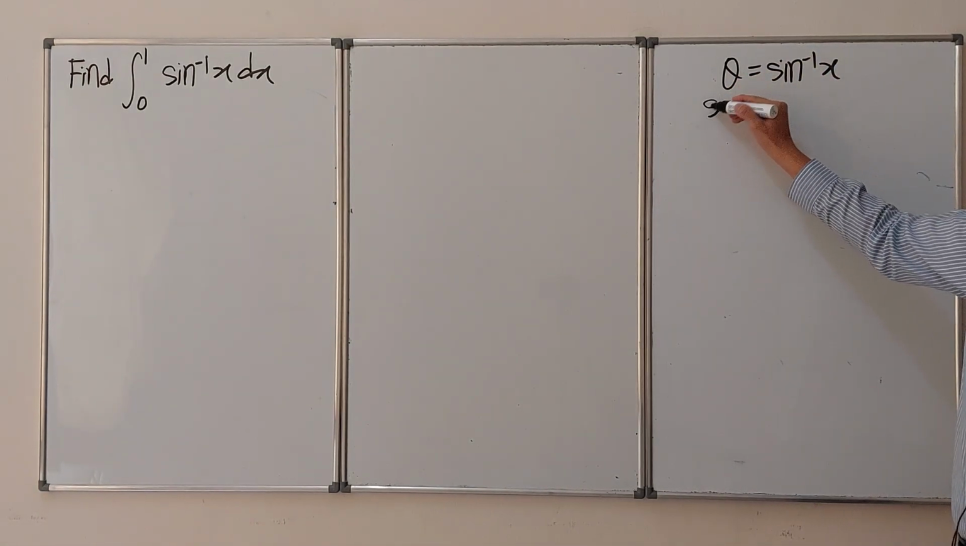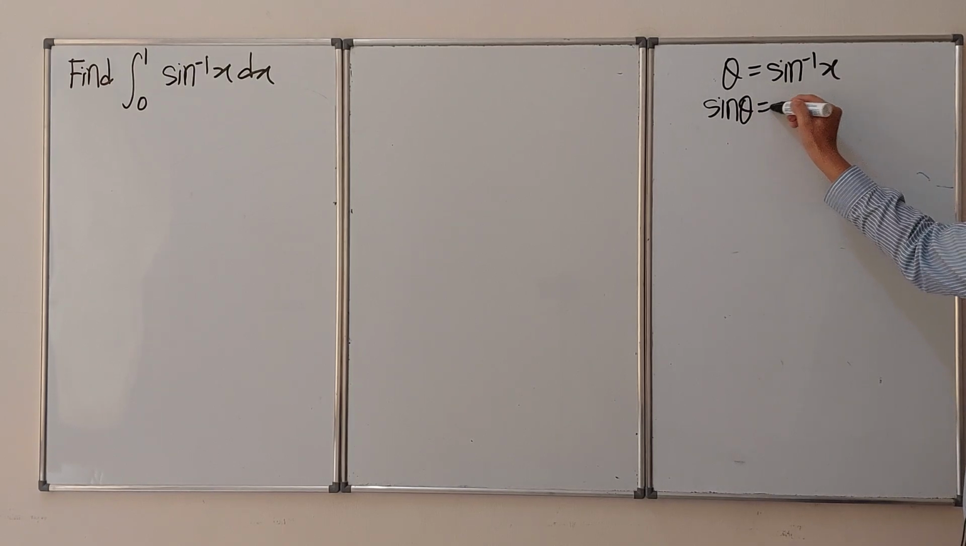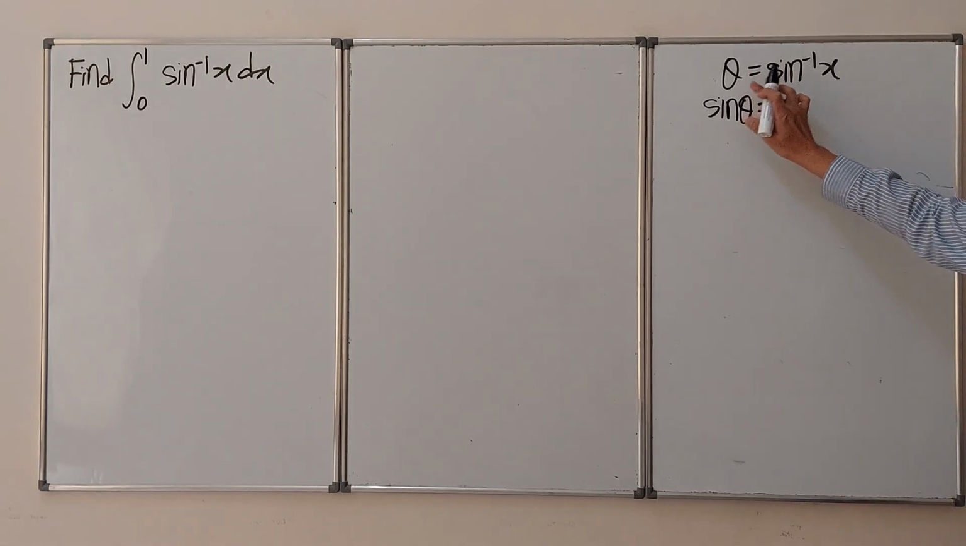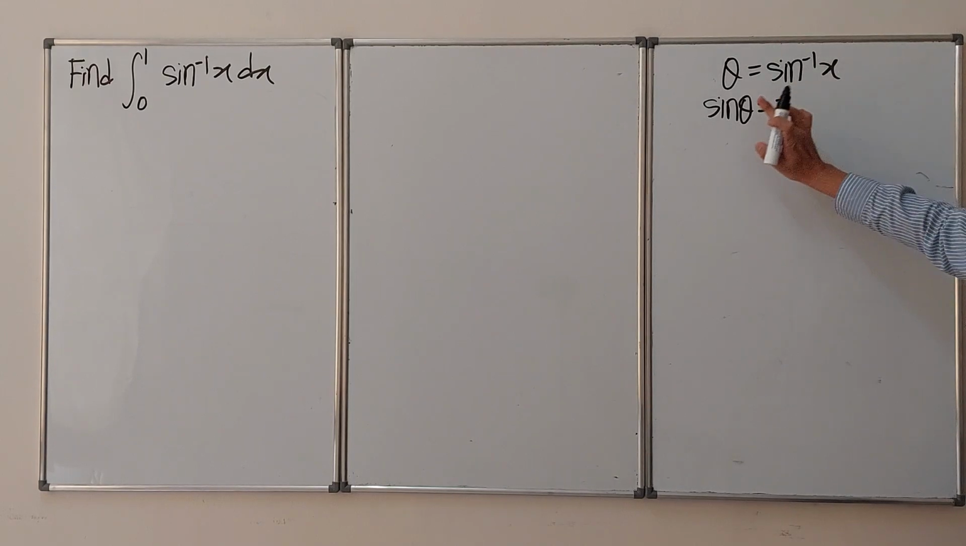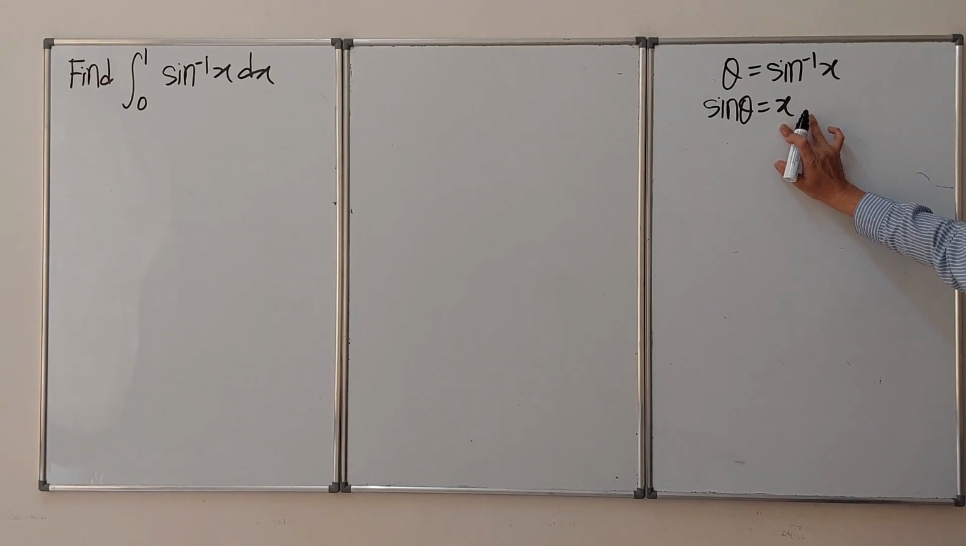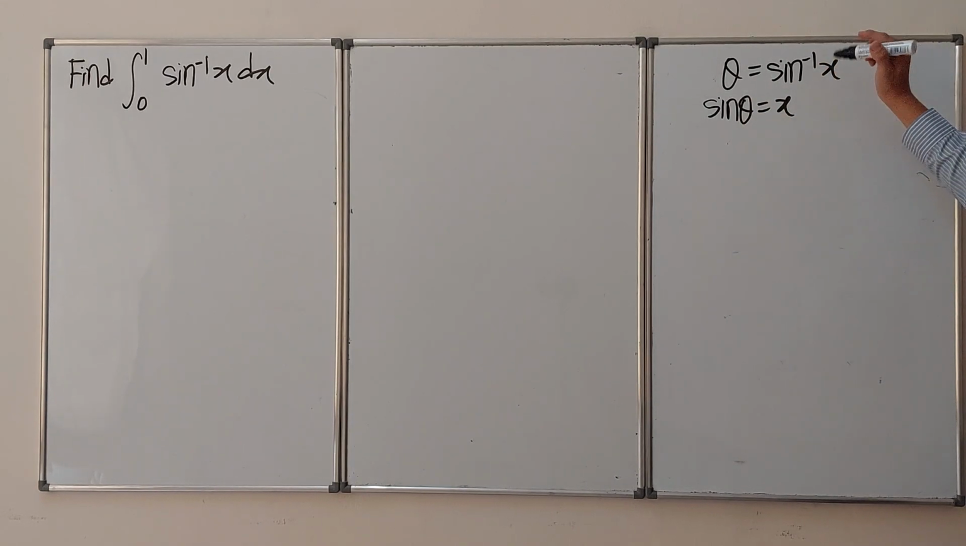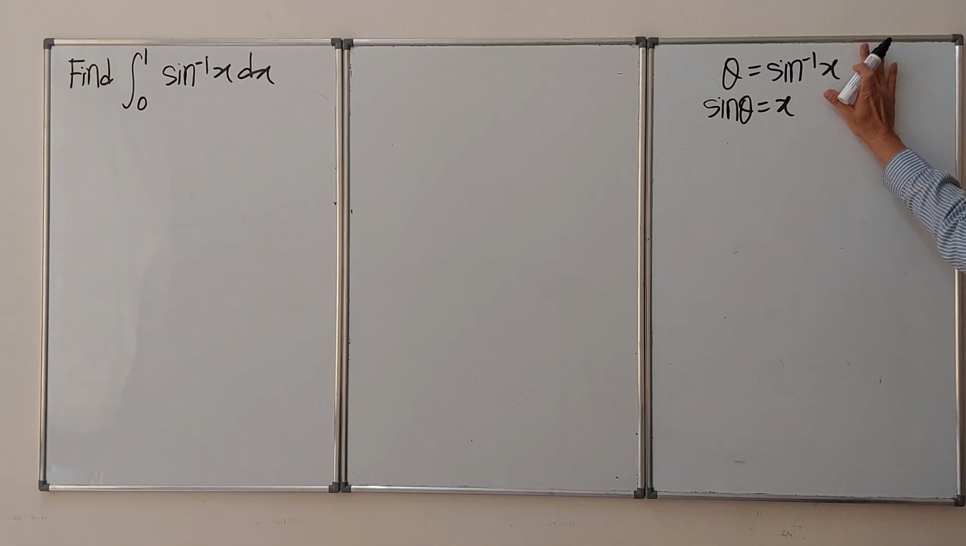So then I will know that sine theta will be equal to x, right? So theta is the inverse of sine x, so definitely sine theta will be equal to x. As you must know, arc sine x is a one-to-one function. Previously I talked about the inverse functions for trigonometric functions, where the graph is a one-to-one function.